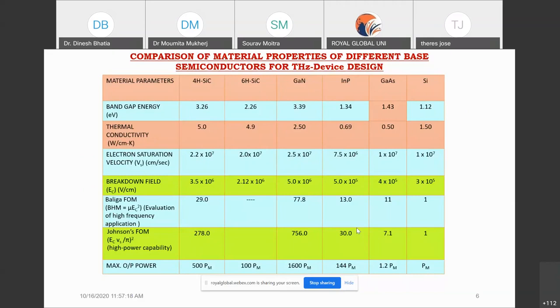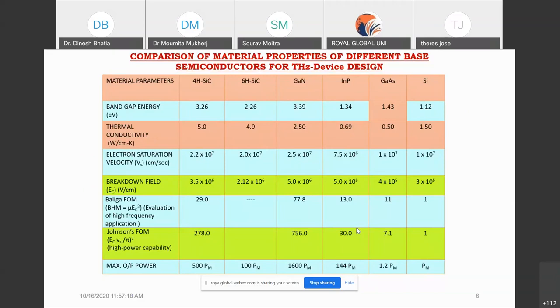But we all know that before going to the laboratory, we need some mathematical modeling, which is called the design part. Now, in the design, we have to choose a material perfectly, as my last speaker also emphasized on the nanomaterial application.